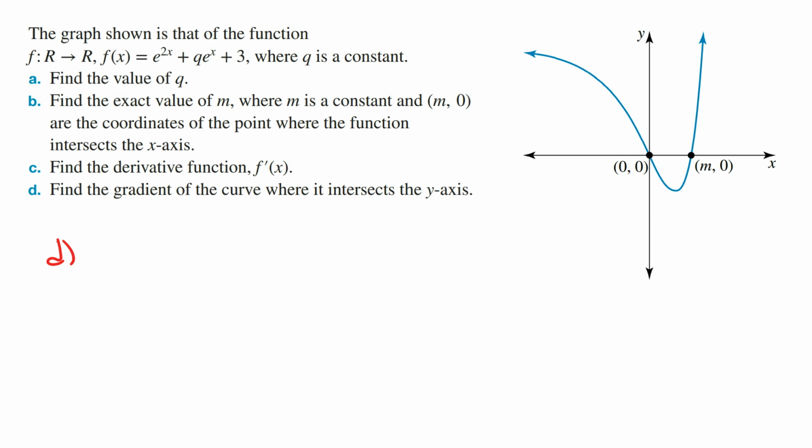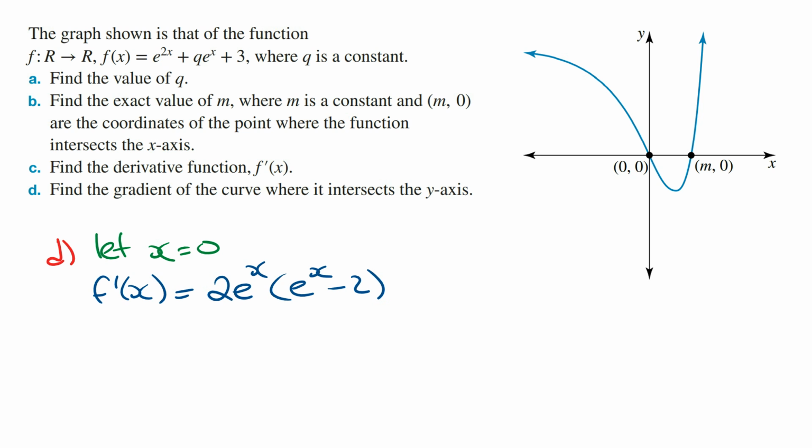Part D. Find the gradient of the curve where it intersects the y-axis. Where the curve intersects the y-axis is when x is equal to 0. And so if we let x is equal to 0, to find the gradient we need to evaluate f dash of 0. We just worked out f dash of x is equal to 2e to the x times (e to the x minus 2). And so f dash of 0 is going to be 2 times e to the 0 times (e to the 0 minus 2).